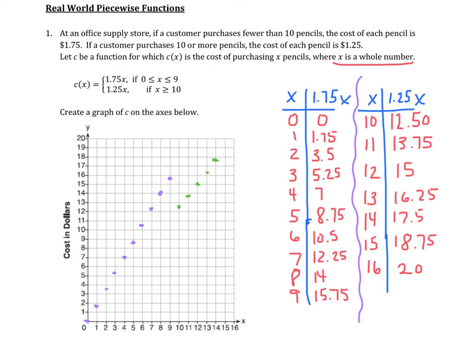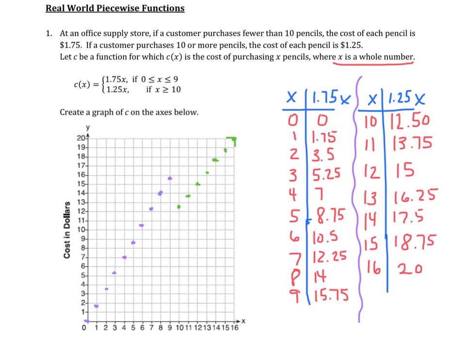Oops. 15 is 18 3/4. And 16 is 20, finally. And technically I really should have an arrow there indicating that it keeps going along that pattern. Okay, so again, I don't connect them because I can't have in between 10 and 11 pencils. So that is my graph, and you can see the steepness of the purple dots is a little bit steeper than the green because our slope changes from 1.75 to 1.25.